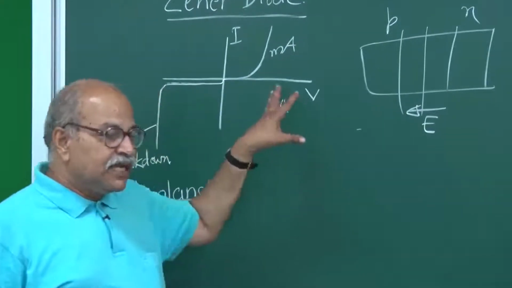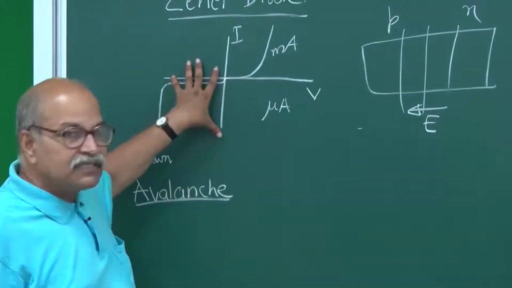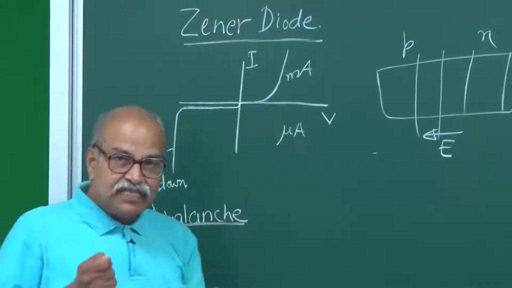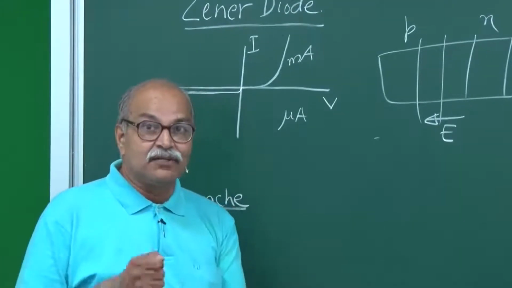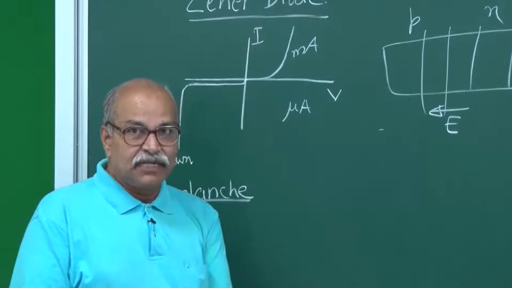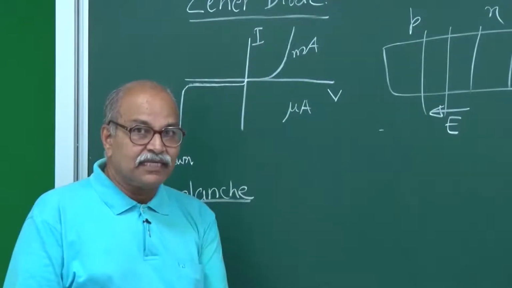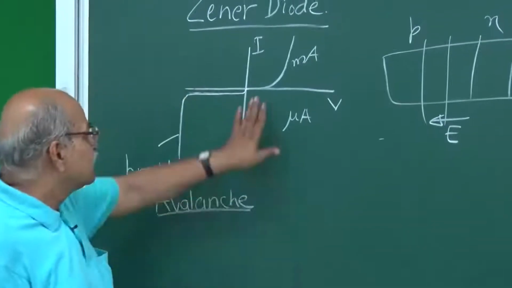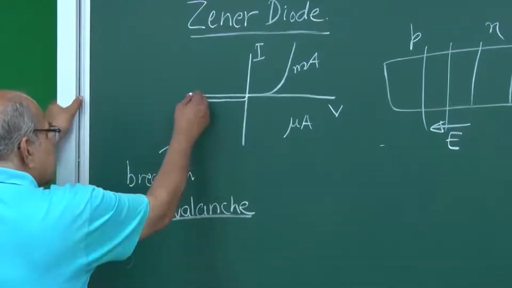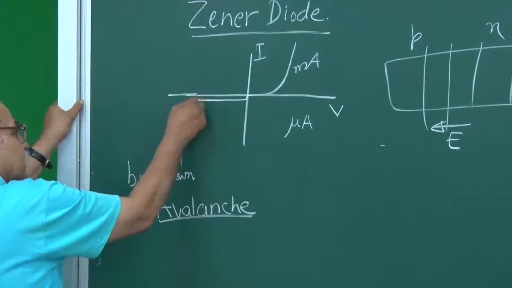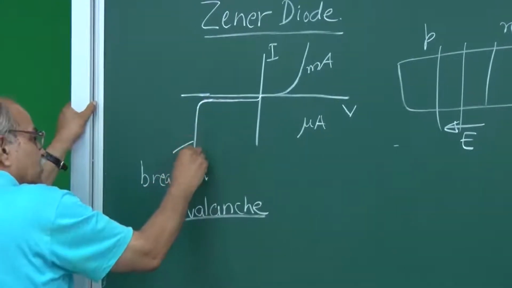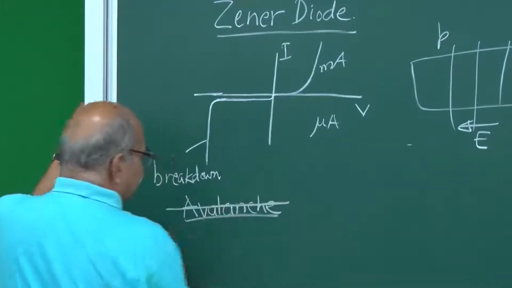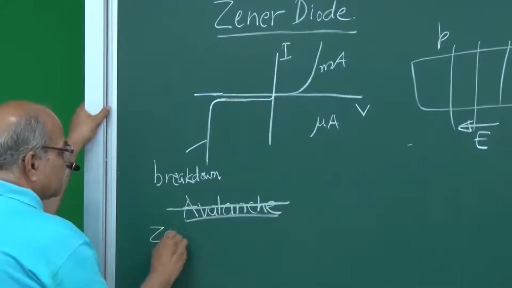But in Zener we are using this kind of phenomenon, but the breakdown is controlled. We control at what voltage this breakdown will happen, and that is very sharply defined. So that is the difference. So this is the kind of characteristic, and here in a very short range it just goes down. Okay. So for Zener there is a different mechanism of breakdown, and that is called Zener breakdown.